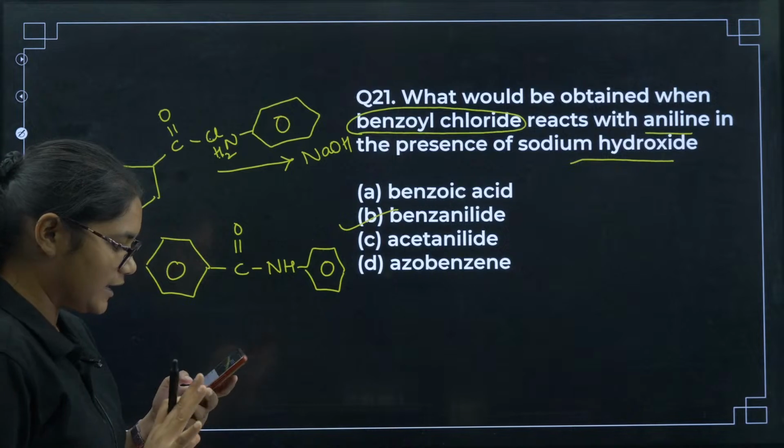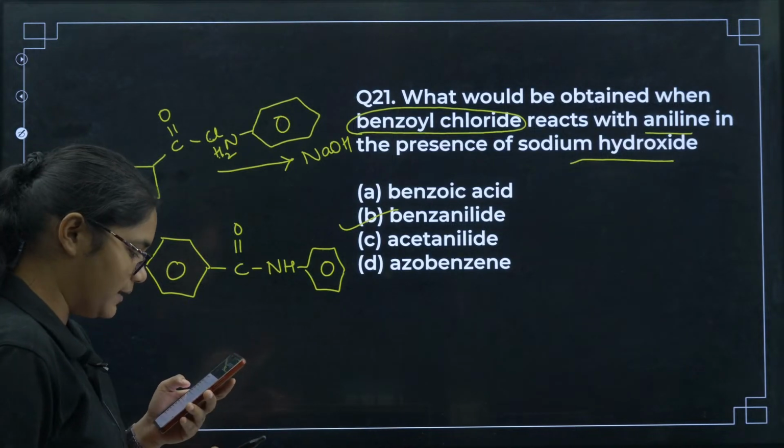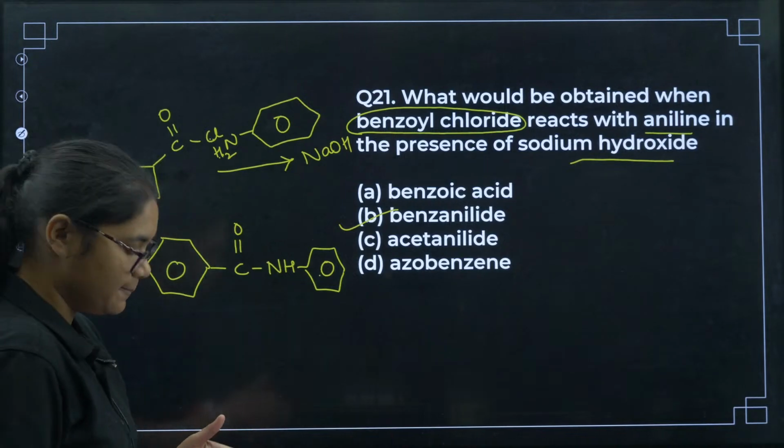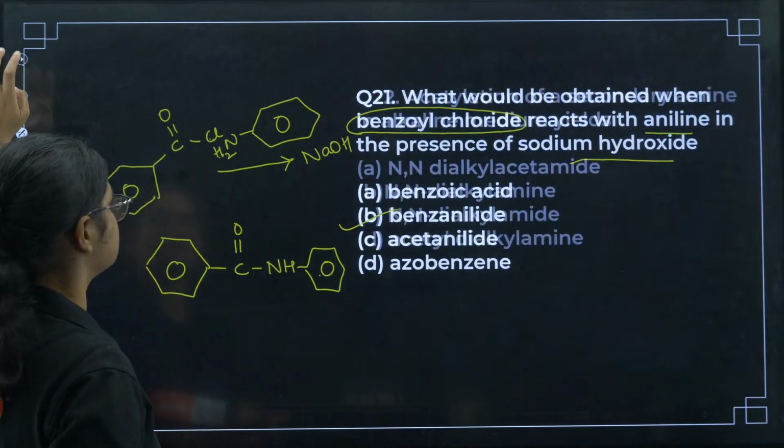Benzanilide. Question 21 is B. Acetanilide will not be forming, benzanilide will form because you have both the group benzyl. So option number B is the correct answer.